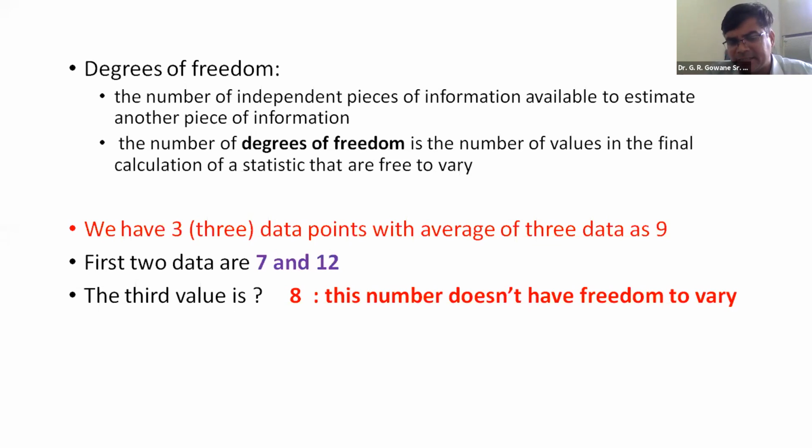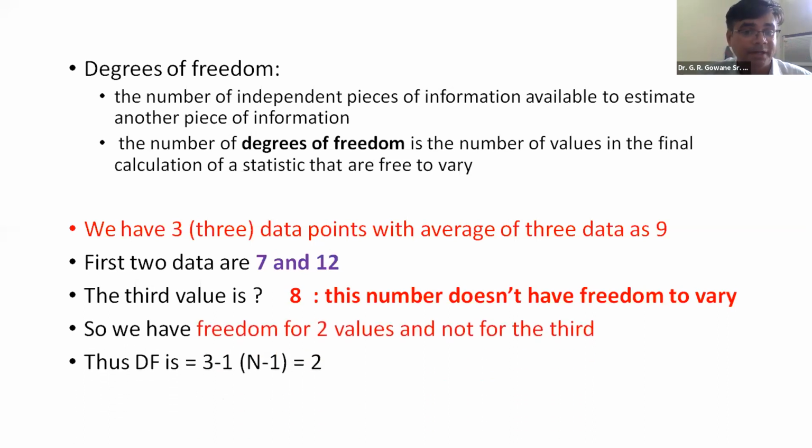Similarly, for most of the data sets, if I'm interested to obtain only one estimate, like the mean, I can have n minus 1 degrees of freedom. Because when the mean is fixed, I can vary all other values except one. If I want two estimates, then n minus 2. So degrees of freedom is the number of values in the final calculation of the statistic that are free to vary. If you have n observations, n minus 1 observations have freedom to vary. However, one observation will not have freedom to vary. Okay, so this is how degrees of freedom needs to be interpreted. So for our data, degrees of freedom is 2.